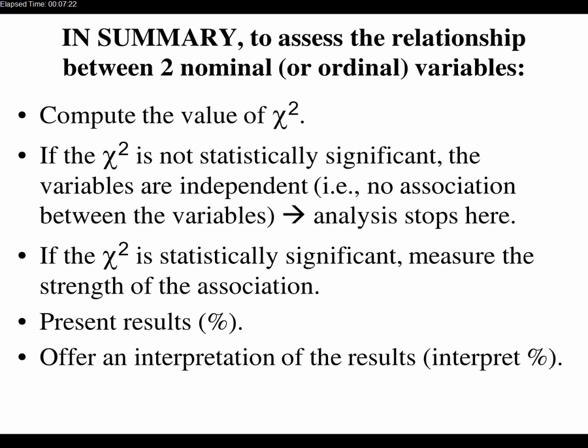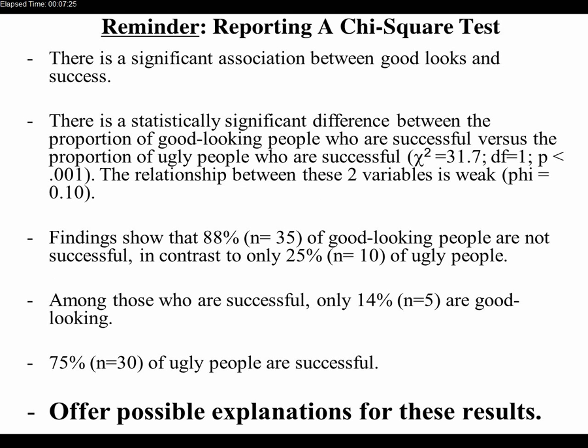You interpret the percents. Okay, here's a reminder. When we're reporting a chi-square test, there is a significant association between good looks and success. Okay, that's an example. There is a statistically significant difference between the proportion of good-looking people, and we did this in the first set of lectures.